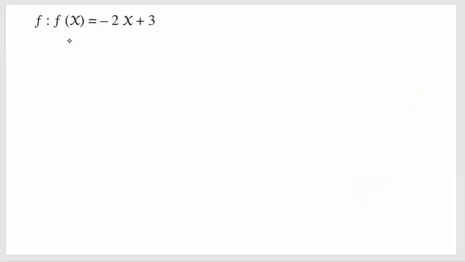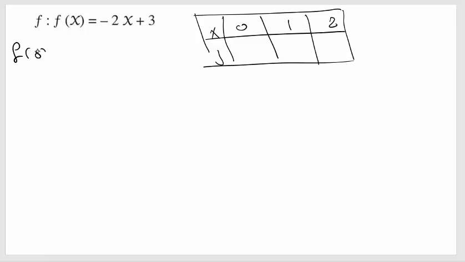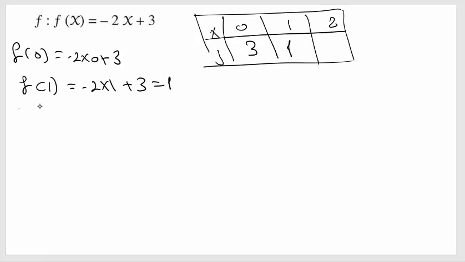f of x equals negative 2x plus 3. I will solve this example with the other method to make sure that you understood everything in this section. I will make a table, and in this table I will put 0, 1, 2. Okay, let's start. f of 0 will be negative 2 multiplied by 0 plus 3, which is equal to 3. f of 1 will be negative 2 multiplied by 1 plus 3, which equals 1. f of 2 will be negative 2 multiplied by 2 plus 3, which is negative 1.